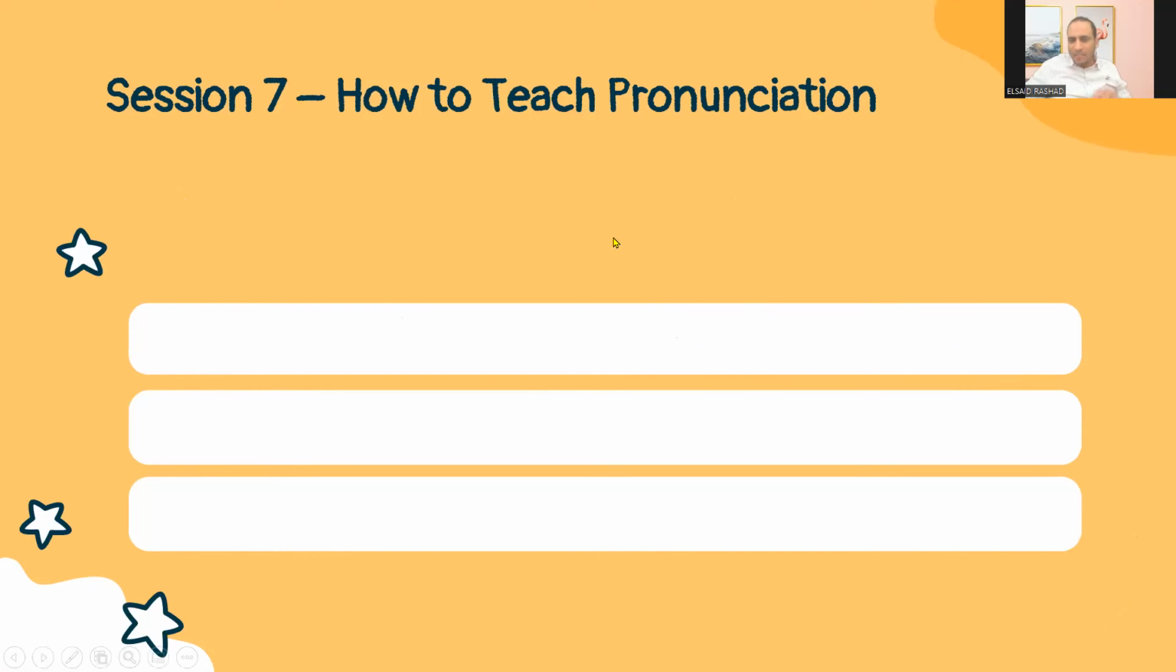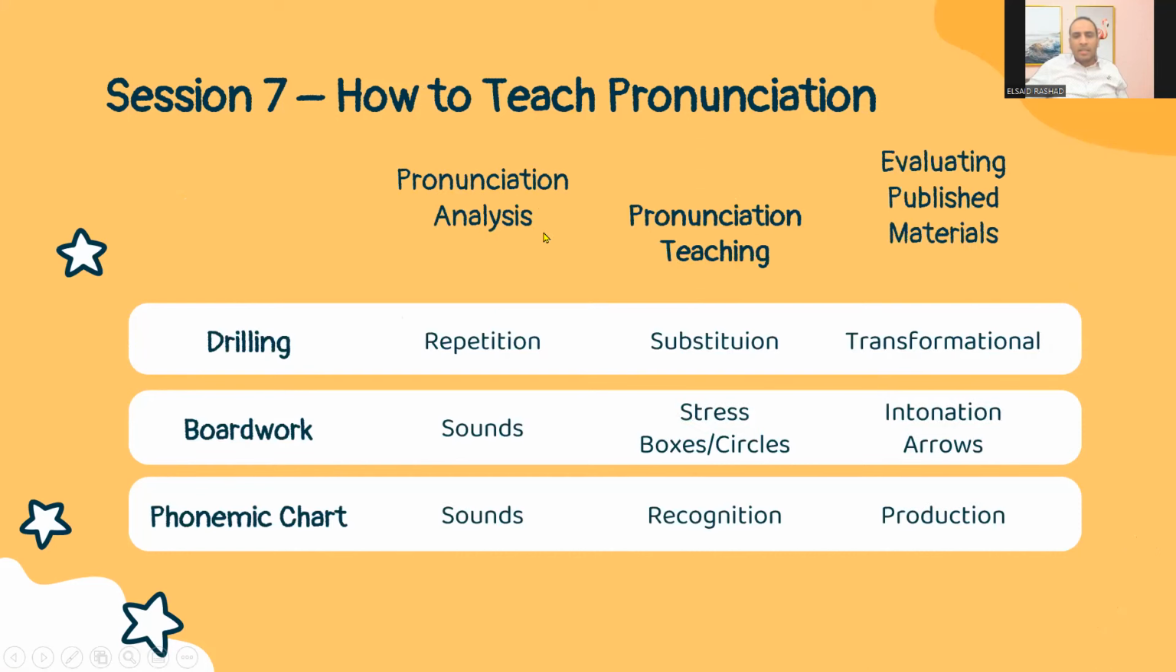And session 7, this is actually the last session in the course, but we will have session 8 just to evaluate the course and your progress in the course. This will be the last session, how to teach pronunciation. Here we're going to focus on pronunciation analysis, how to transcribe words, how to use the connected speech features when you transcribe, how to evaluate published materials from course books, and pronunciation teaching.